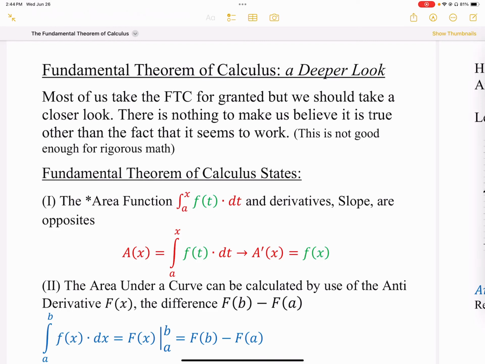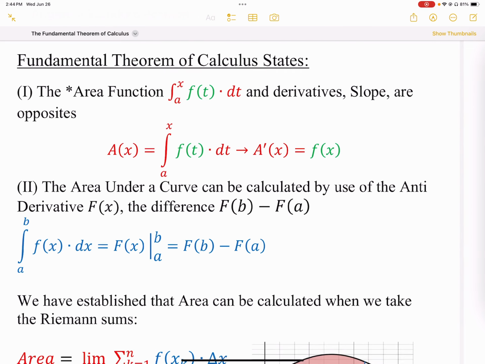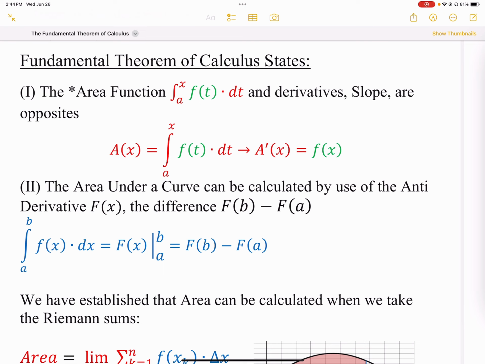In this video, we're going to take a deeper look at the fundamental theorem of calculus. Now, the fundamental theorem of calculus is fairly easy to take for granted because it's fairly straightforward. Part one states that the area function or the integral and the slope or the derivative are opposite operations. So if we take the derivative of an area function, we get the original function back. So they essentially undo each other.